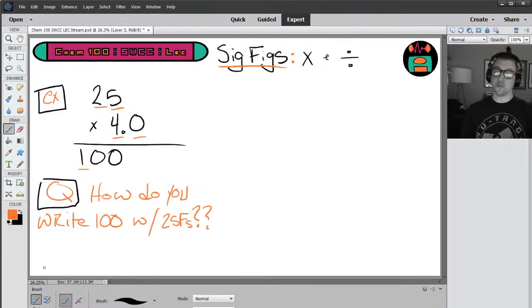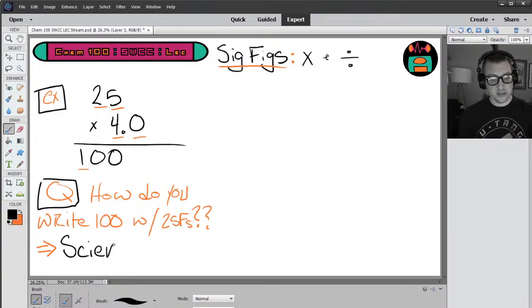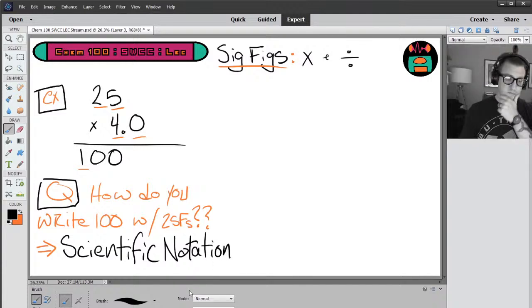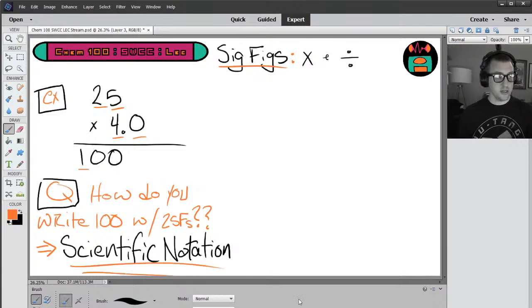All right, because 100 only has 1 sig fig, we need to write it with 2. And the answer, there's only one way to do this. You have to use scientific notation. You have to use scientific notation to write 100 with 2 sig figs.